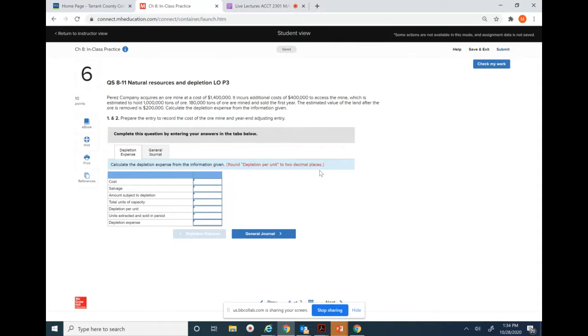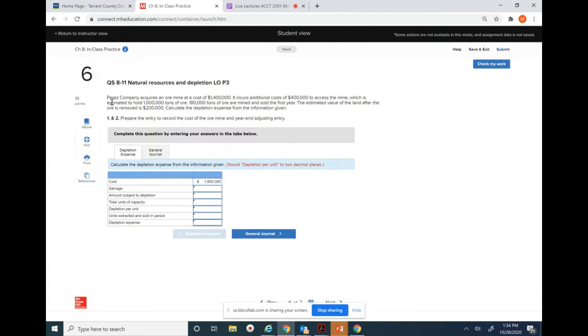So when I'm looking at natural resources, just like plant assets, I have to calculate the acquisition cost of the asset first. So in this case, I'm told that the company bought the mine at 1.4 million, and then it incurred more costs to access it. So I'm going to say that the cost of the mine is 1.8 million. This is the combination of these two items, right? Cost itself and then the access.